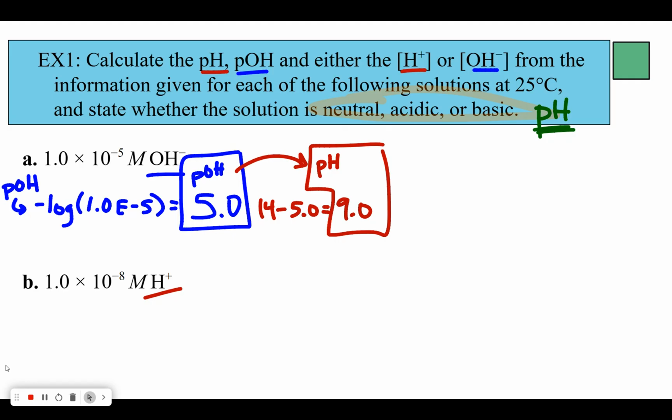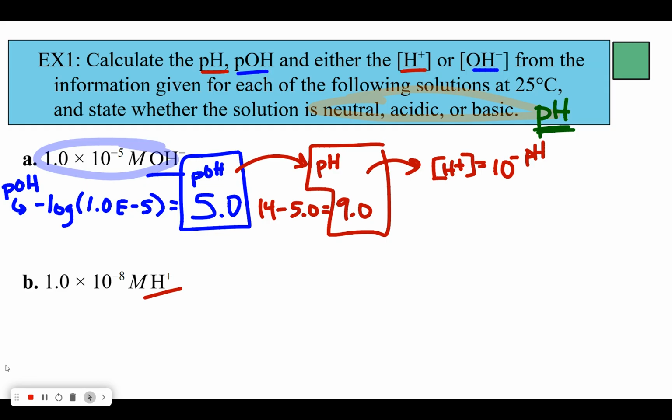Now that I've got my pH, I can find my H plus concentration one of two ways. I can either take this pH and calculate the H plus concentration from it directly, do 10 to the negative of that pH, or I can do that Kw value divided by my original given value that I had all the way back here. Since that's my OH concentration, I can go either way.